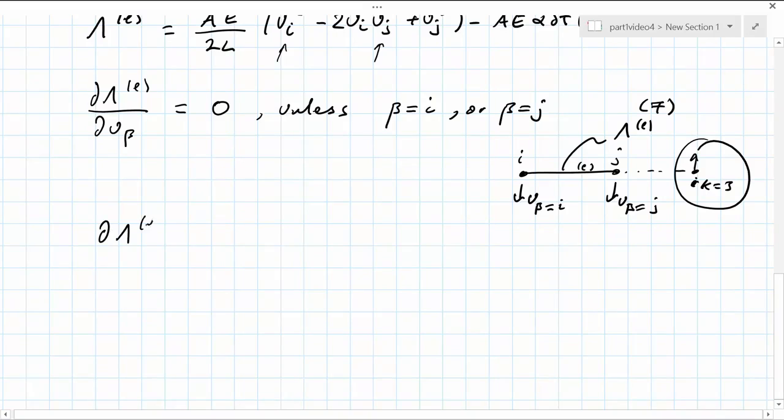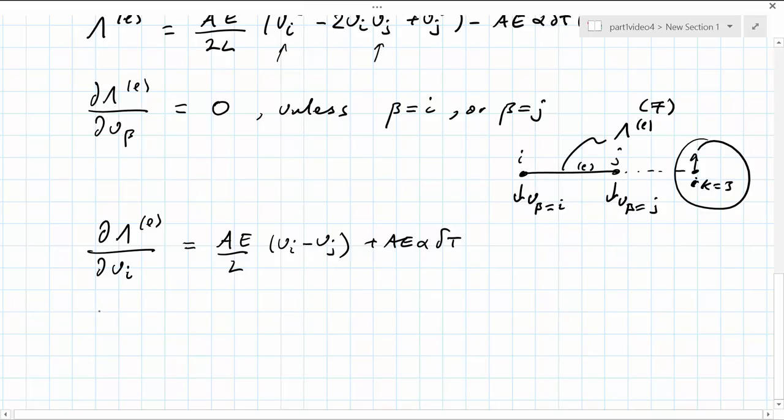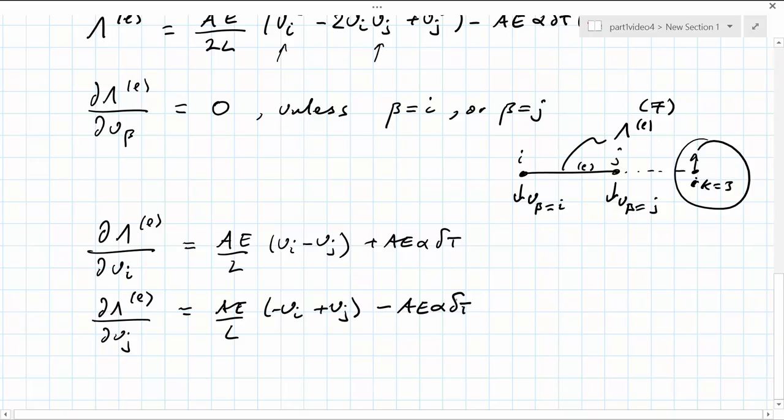We take a derivative of the strain energy with respect to Ui, because we know that this is non-zero, and that gives us AE over L times Ui minus Uj plus AE alpha delta T. And then similarly, we differentiate with respect to Uj, and that gives us AE over L times minus Ui plus Uj minus AE alpha delta T.